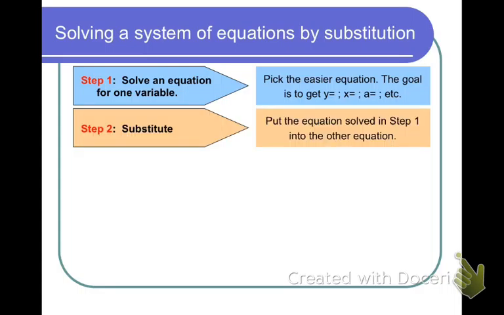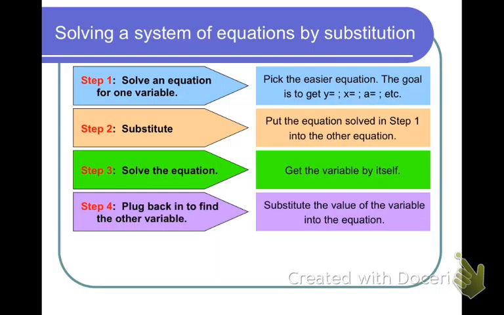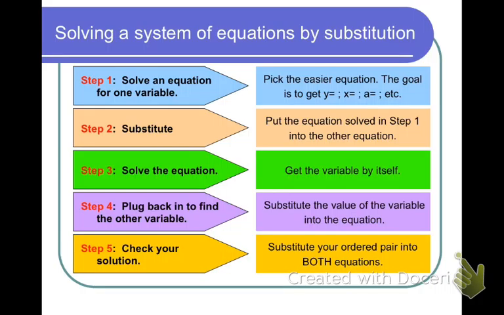So we'll put the equation that we solved in step 1 into the other equation so that we can get an equation with one variable. We'll solve that equation, get the variable by itself and a solution, plug it back in to find the other variable, and then check your work.